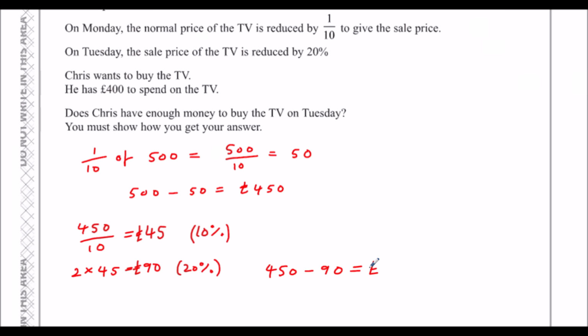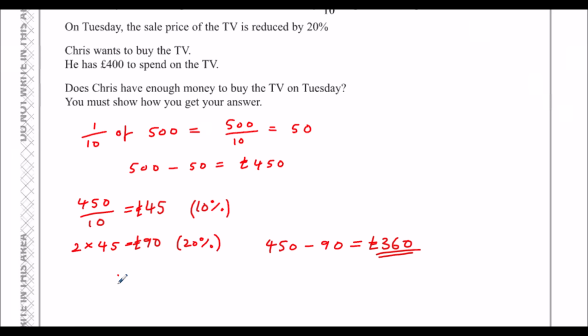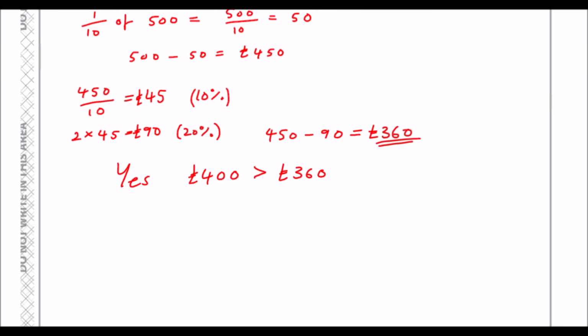Which will be £360. Does Chris have enough money? Chris wants to buy the TV. He has £400 to spend. Does he have enough money? Well, yes. £400 is bigger than £360, so he has enough money.